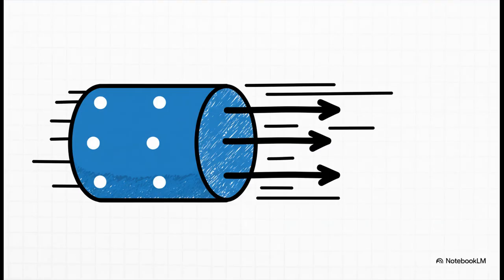Okay, part one, pure translation. Just imagine this cylinder isn't rolling at all. It's just sliding along, like a hockey puck on ice. In this case, it's really easy, right? Every single point on that cylinder, the top, the bottom, the middle, anywhere, is moving forward with the exact same velocity. We'll just call that v.